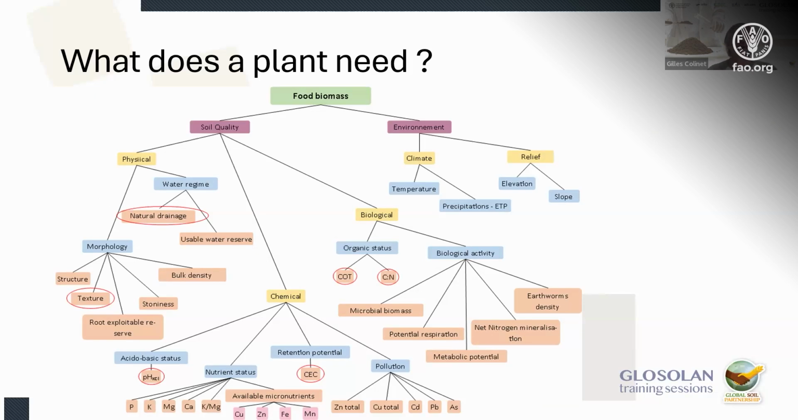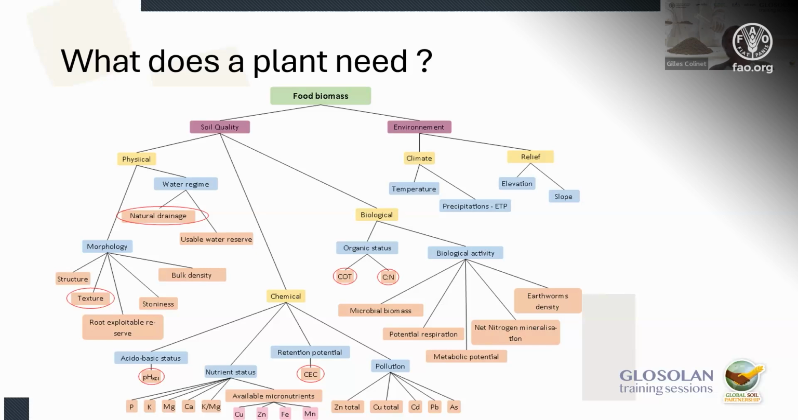And regarding quality, you will have the physical, the biological, and the chemical properties. Regarding the physical, you will look at the structure and the water regime. So you see a lot of properties that can be measured. Also for the chemical, you see a huge amount of soil properties. And regarding the biological, we have the organic status and the indicators of biological activities. So that was an ideal scheme of food biomass production.